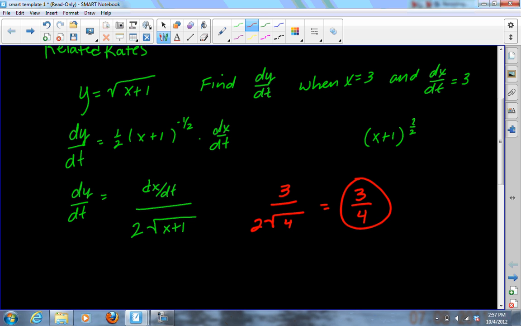Okay, so that's how you do implicit differentiation with respect to t. It's the exact same thing as implicitly differentiating y with respect to x, just that this has a different letter.